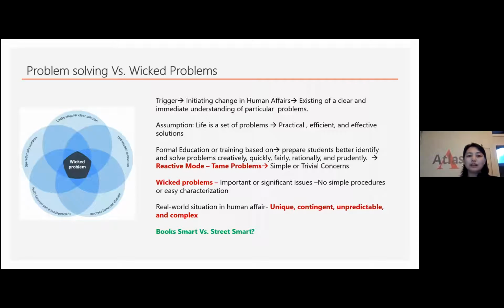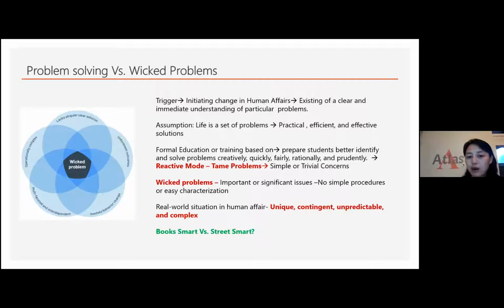And then they talk about solving wicked problems versus tame problems. Nowadays we always encounter change through problems. So it's a kind of reactive mode we constantly experience. We see a problem, then we try to solve it. And we try to find the most effective and practical way to solve the problem. And that has become part of our education. But this reactive mode only works for tame problems. Wicked problems, which are more important and significant issues, cannot be solved in this simple way. And in the real world, what we actually encounter more is the wicked problem, not the tame problem.